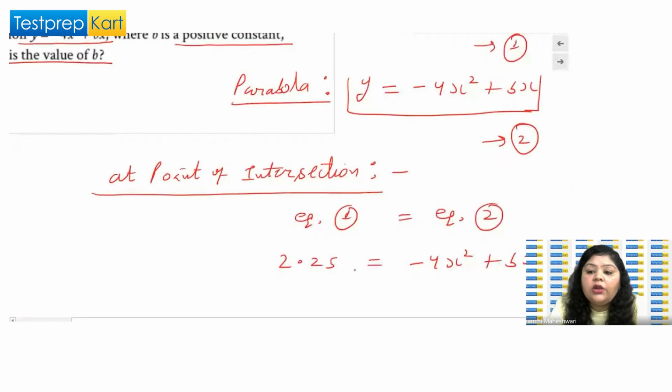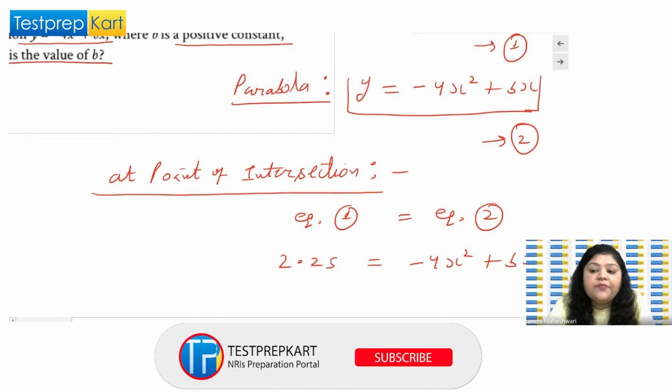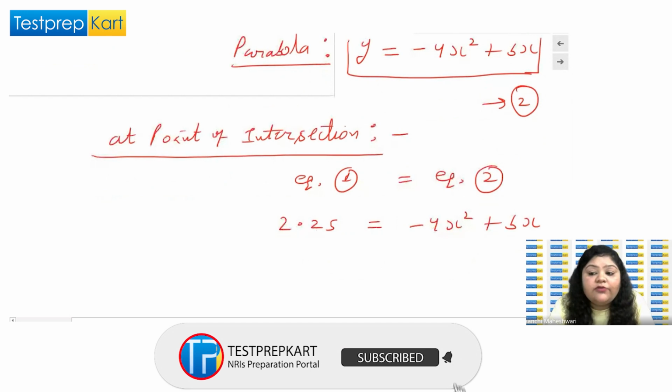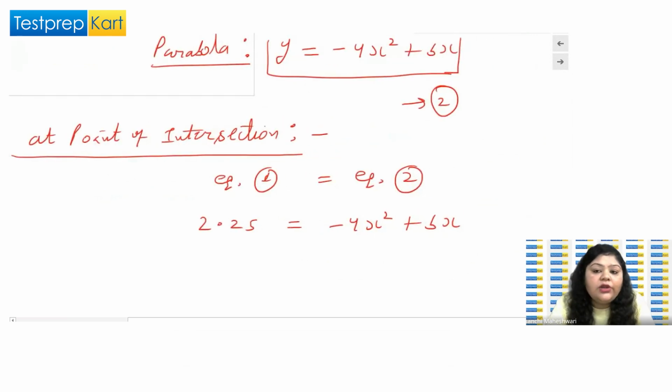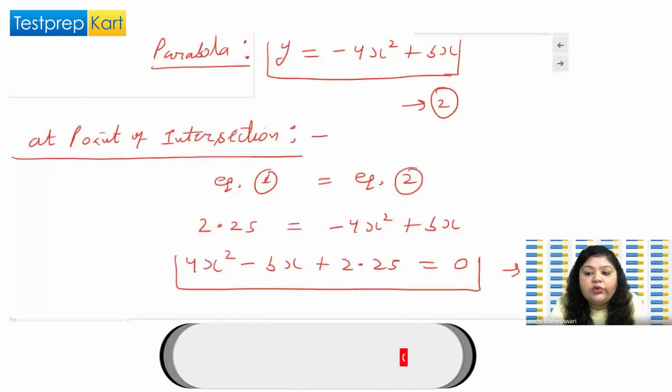Okay, now have a look. If I just take all of these things at one side, so will it form a quadratic or not? Of course, because the curve is parabola, but the equation is quadratic only, isn't it? So let's just take everything at one side. So I'm going to have 4x square minus bx plus 2.25 equals to 0. Okay, so I'm going to mark this as my equation number 3.